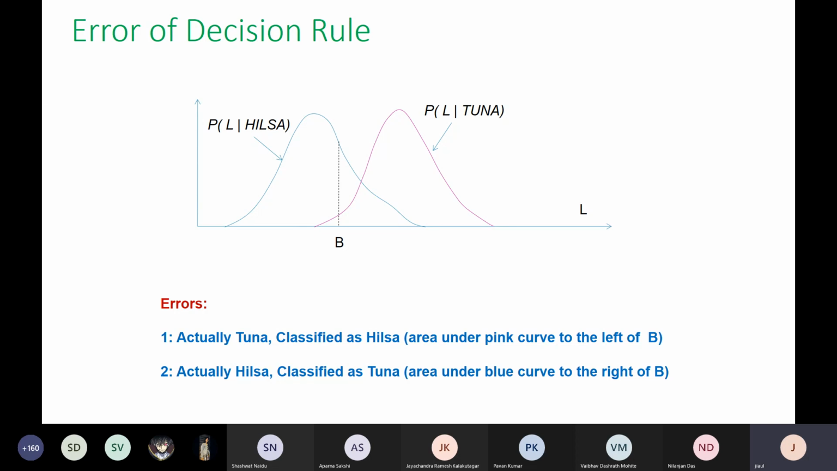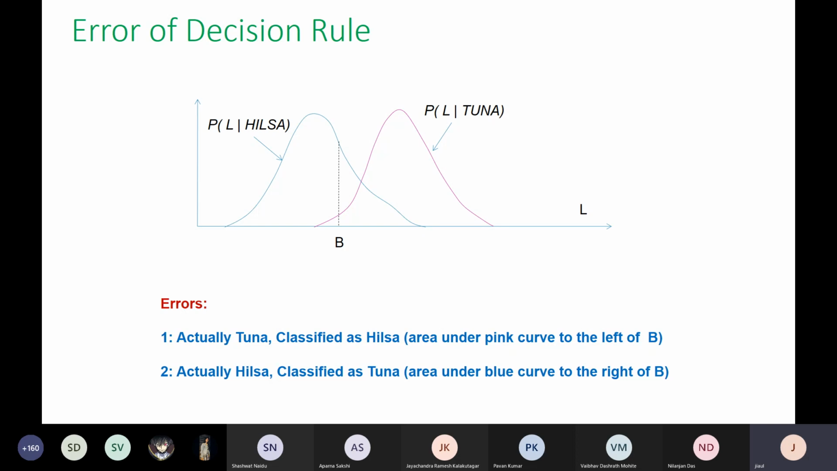That can happen in reality. So the length itself is not a very good discriminative indicator of telling whether this is going to be Hilscher or tuna, and that can happen. If you look at this picture carefully, there are two possible errors in this case.